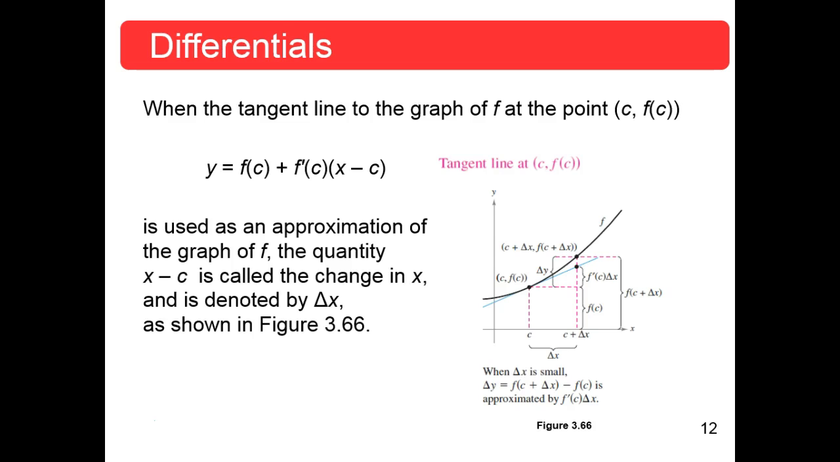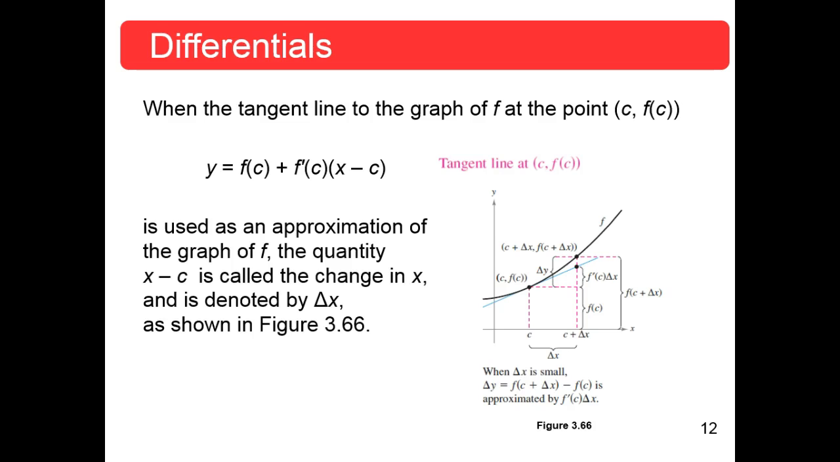Okay? Now, your approximation would be f prime of c times your delta x. This, remember, is your delta x, the x minus c. They said that right here. That's your x minus c.